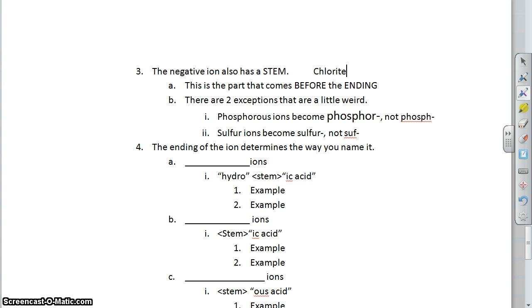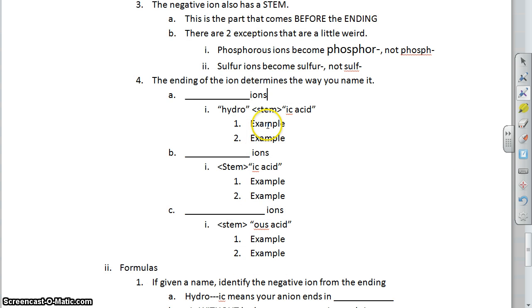Chlorite, for example: take off the ITE, and that's your stem, chlor. Periodate: you take off the ATE, and your stem is period. That's what we mean by stems. Those will be important as we go into how to name them. So, how do we do this? Well, the ending of the ion, ite, ide, or ate, determines the rules for naming it.